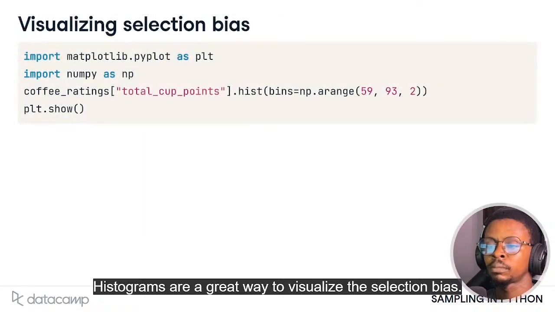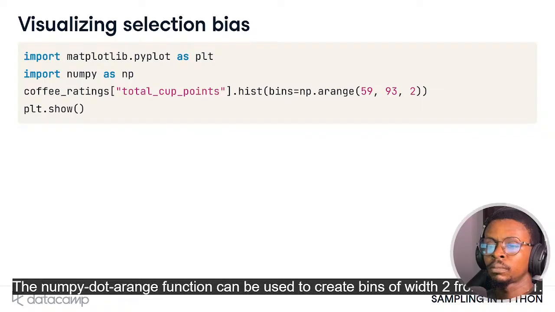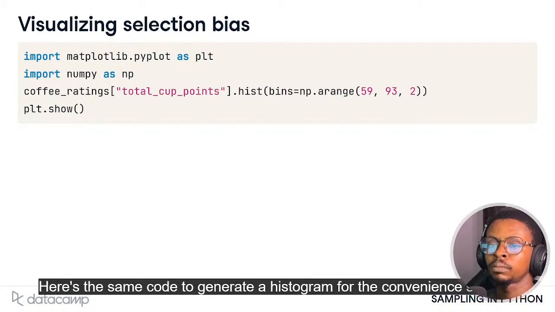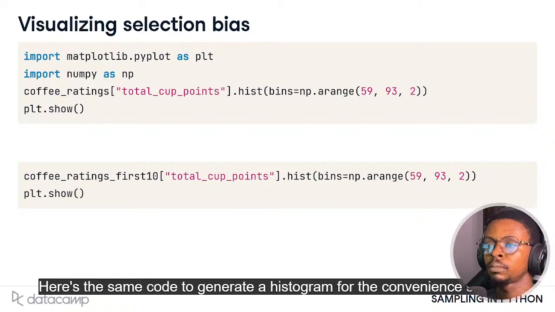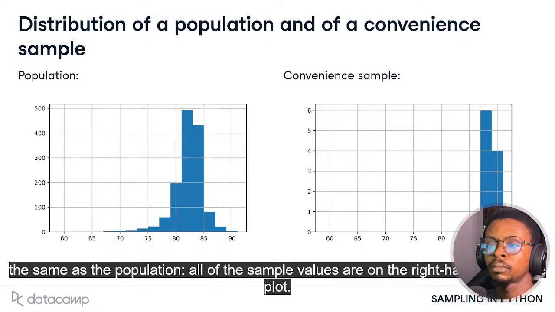Histograms are a great way to visualize the selection bias. We can create a histogram of the total cup points from the population, which contains values ranging from around 59 to around 91. The numpy.arange function can be used to create bins of width 2 from 59 to 91. Recall that the stop value in numpy.arange is exclusive, so we specify 93, not 91. Here's the same code to generate a histogram for the convenience sample. Comparing the two histograms, it is clear that the distribution of the sample is not the same as the population. All of the sample values are on the right-hand side of the plot.